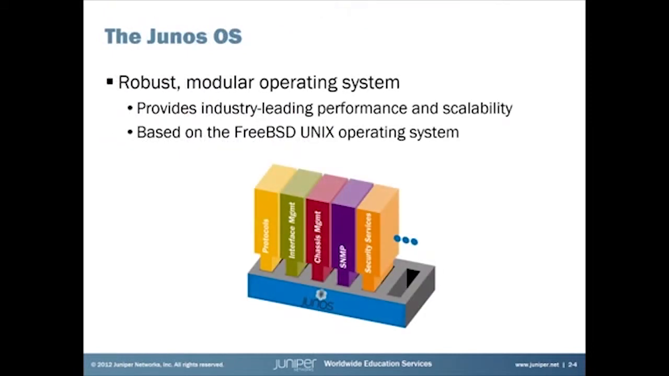So we're going to get into the Juniper operating system, look at traffic processing, and an overview of the devices themselves. So first of all, the way that the operating system is designed, it's in a modular fashion. We've got protocols, interface management, chassis management. We've got our monitoring down there, SNMP monitoring, and we've got security services. Each of these is a separate module within the operating system itself. And it's extensible, so you can add additional components to the operating system as you go.